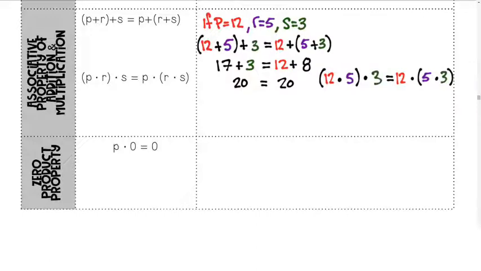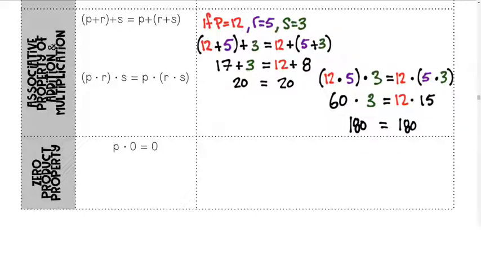So now I have 12 times 5 times 3, and then 12 times 5 times 3. Order of operations states 12 times 5 is 60. Over here, 5 times 3 is 15. I then do 60 times 3 to get 180, and 12 times 15 to get 180.